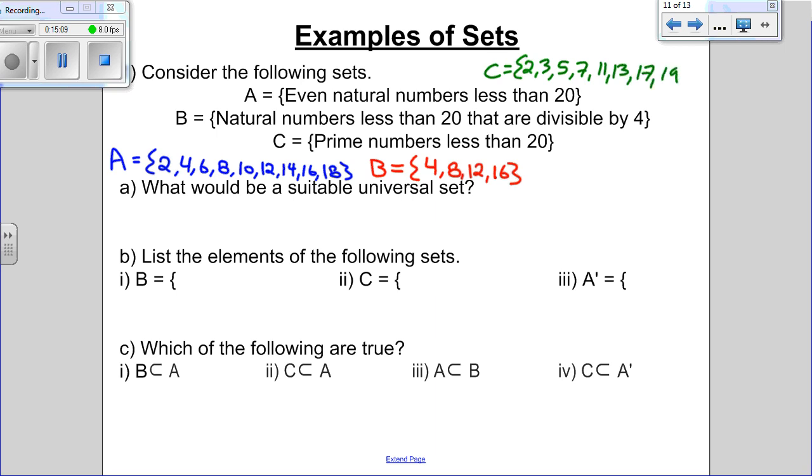Again, if it takes you a little longer to draw those out, that's okay. Like, you don't need to know those off by heart. If you need to take your time to figure out the numbers divisible by 4, that's not a big deal.